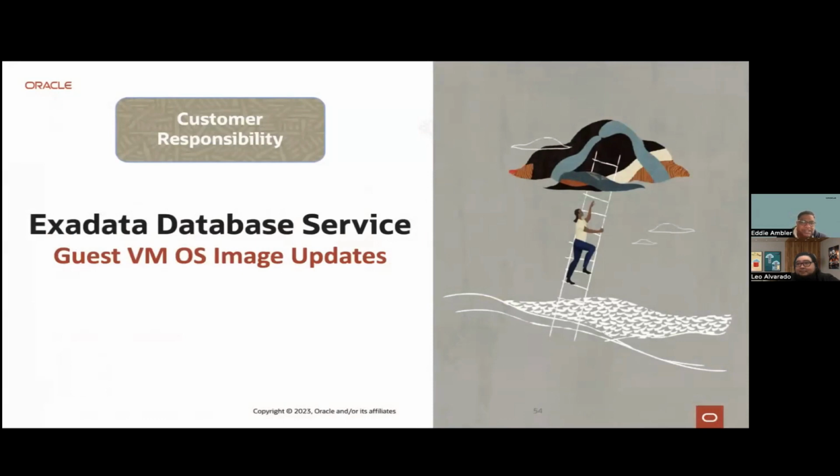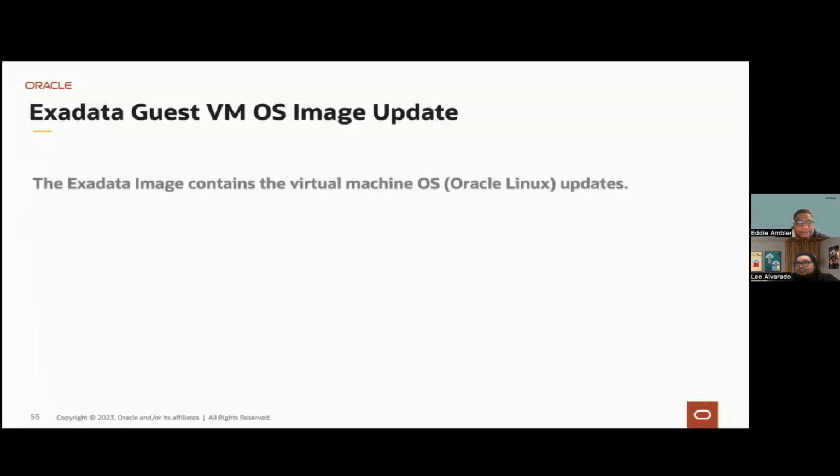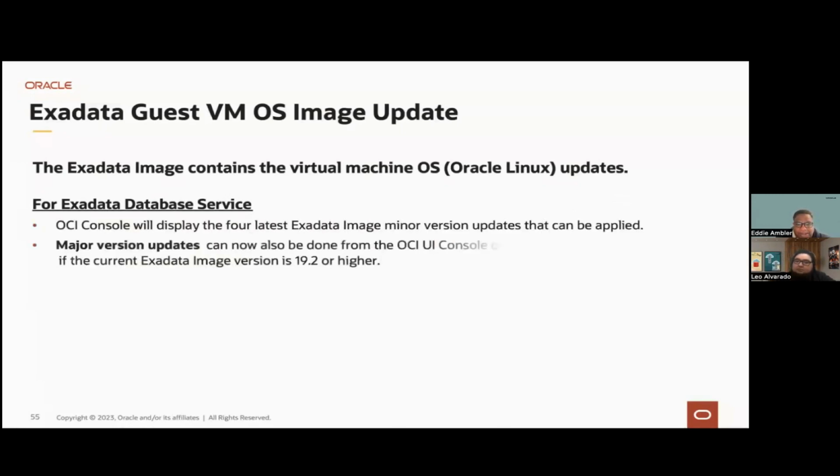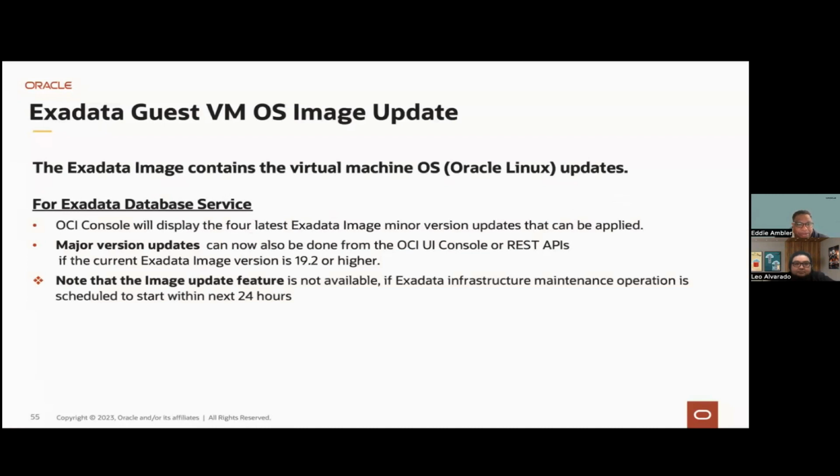Awesome. Which brings us to the third and final component of patching, which is patching the guest VM OS image updates. As we discussed, the Exadata image contains the virtual machine OS updates. So the console will display the four latest Exadata image minor versions. The minor version updates can now also be done from the OCI Console as well as the REST APIs, as long as the current Exadata image version is 19.2 or higher. Note that the image update feature is not available if Exadata infrastructure maintenance is scheduled to start within 24 hours. So to avoid any conflicts, if you've got an upcoming infrastructure maintenance within that window, it won't let you update the image at that point in time.